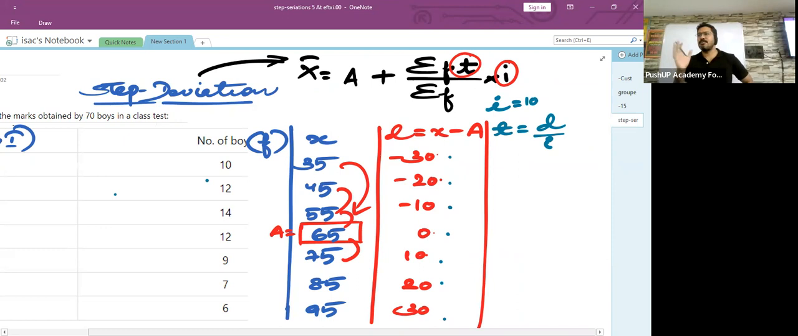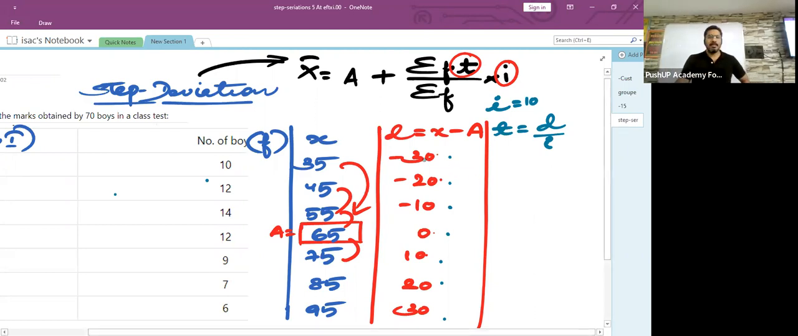There is no full form for T. Even I have been searching for it for a long time, and I didn't get it. D has a full form, deviation. Even I don't know what T stands for. I just know the relation of T and D: T is D divided by I.